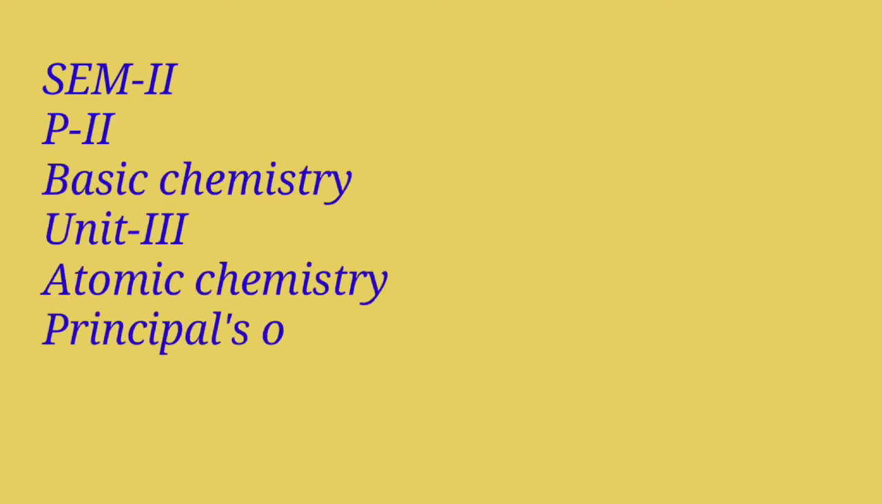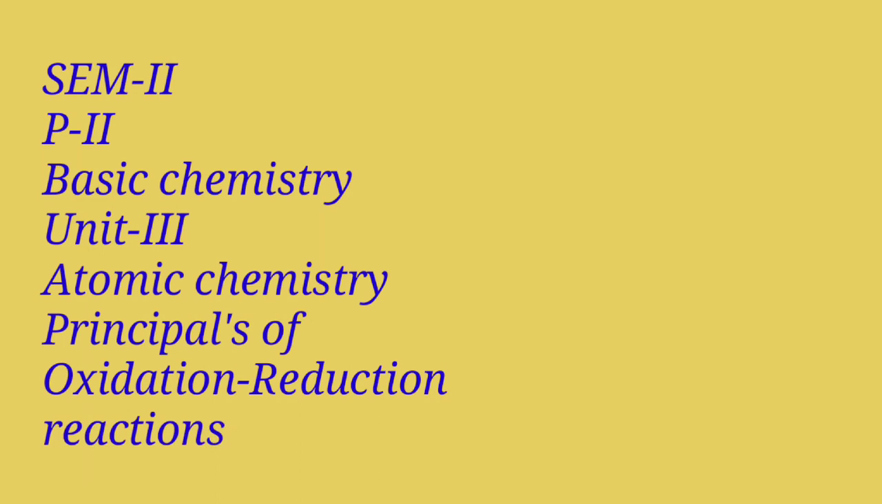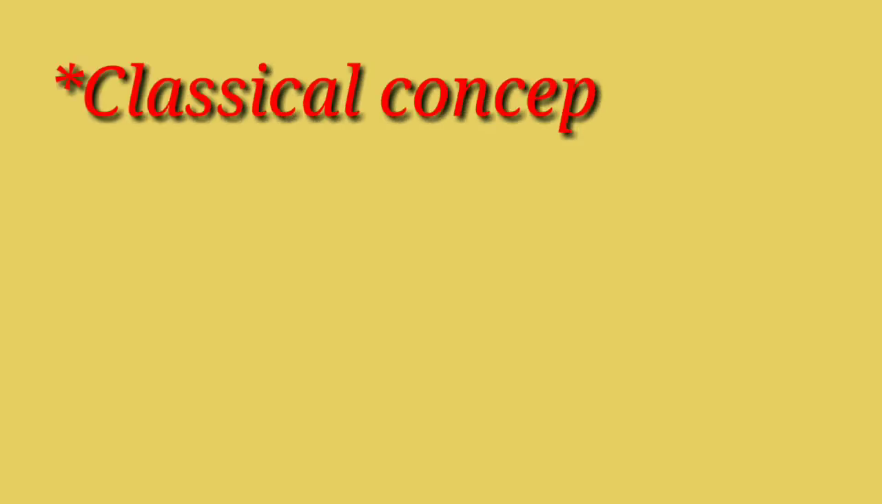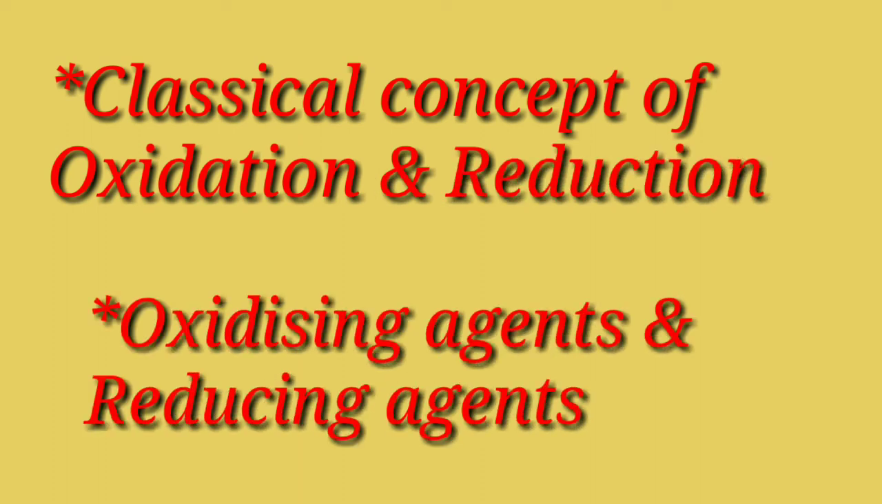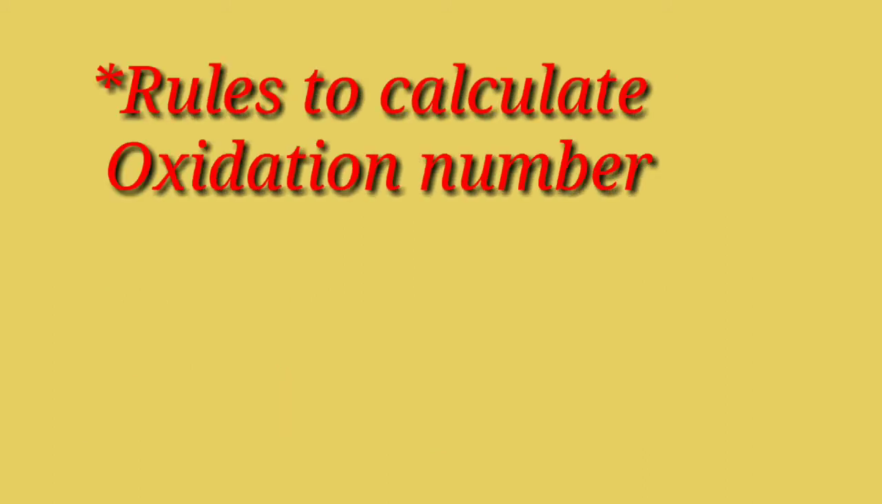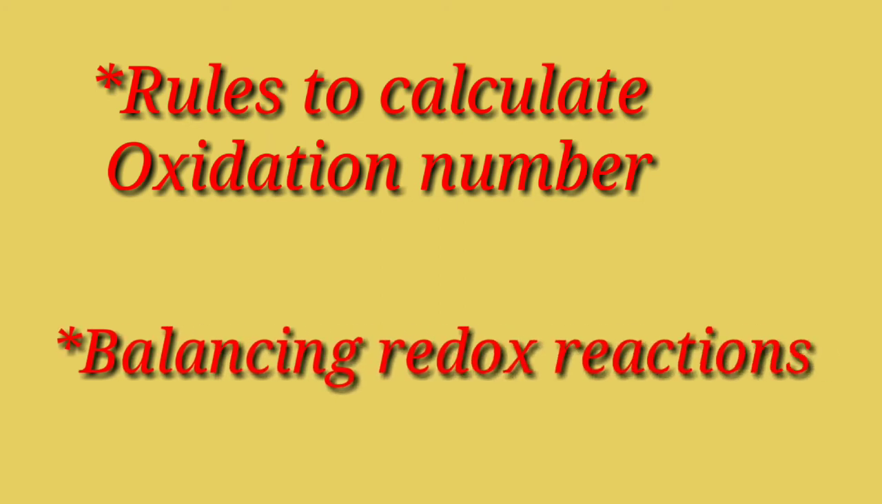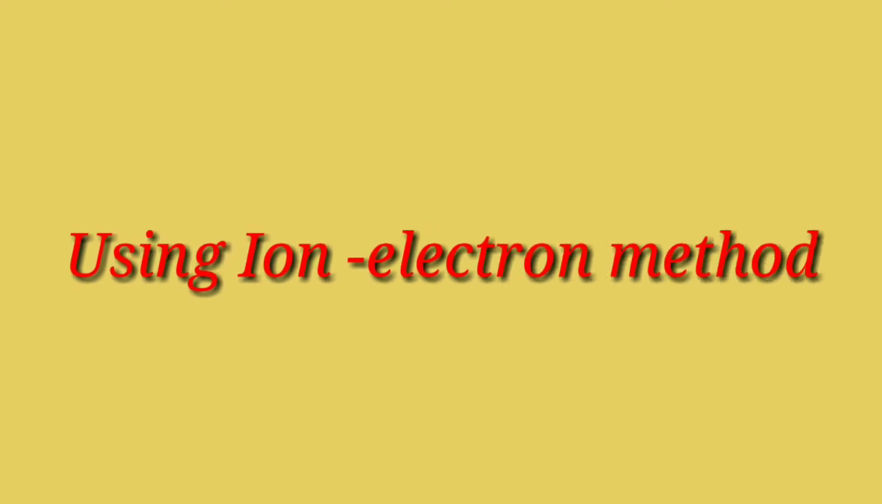Students, for your second semester, we shall start a topic from paper 2, that is basic chemistry. In that, unit 3, that is atomic chemistry, principles of oxidation reduction reactions. So let's get started. Over here, we are going to discuss the classical concept of oxidation and reduction, oxidizing agents, reducing agents, rules to calculate oxidation number with suitable examples, balancing redox reactions using ion-electron method.